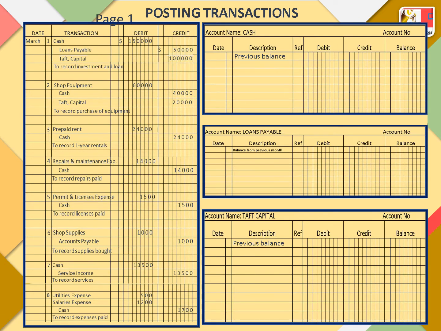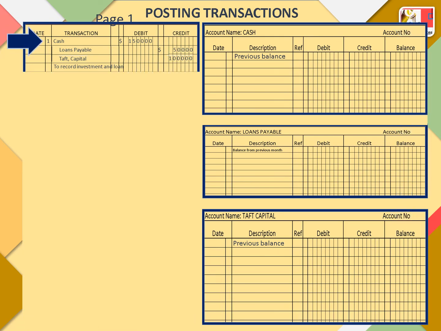The process of posting is pretty basic, very easy, and straightforward. Simply transfer all debit and credit journal entries to the same debit and credit sides in their respective ledger pages. In addition, this time, we also compute the balance of each account after each date is plotted. Let us start with March 1. Are you ready? Alright, coming up.